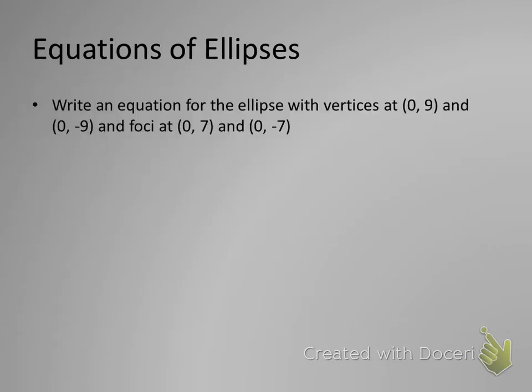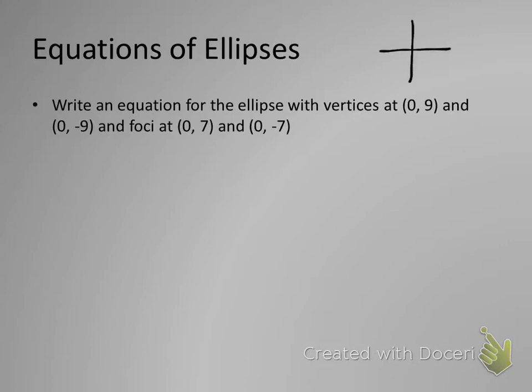Write an equation for an ellipse with vertices at 0, 9 and 0, negative 9, and foci at 0, 7 and 0, negative 7. Alright? Now, the very first thing, like with your parabolas, that I always do is just do a quick etch-a-sketch of it. Alright? With the given information.